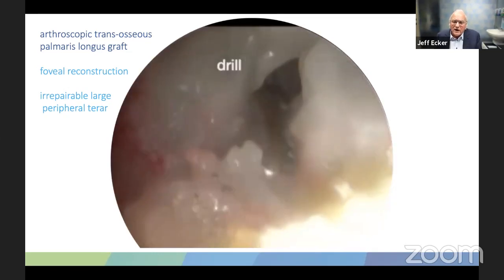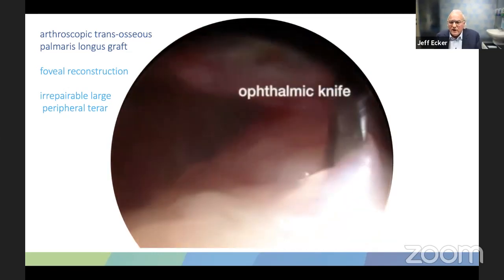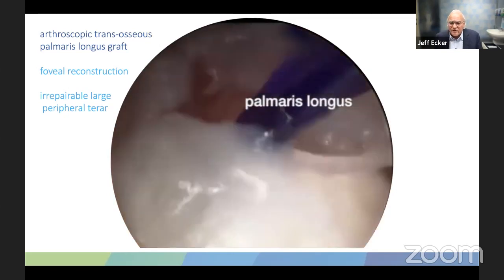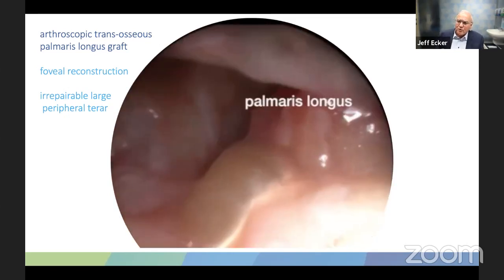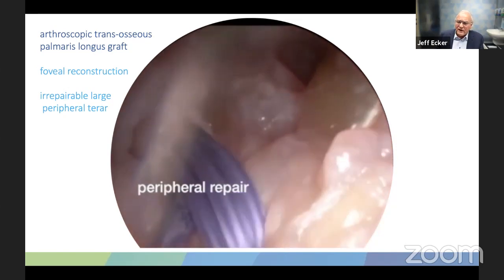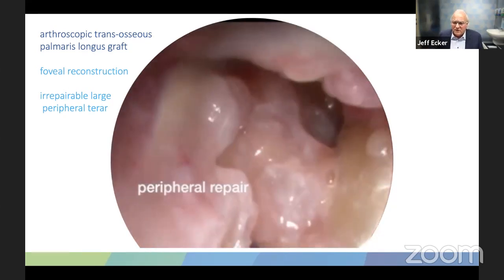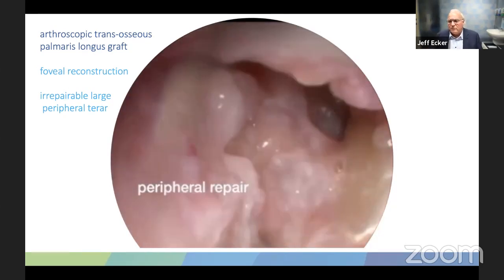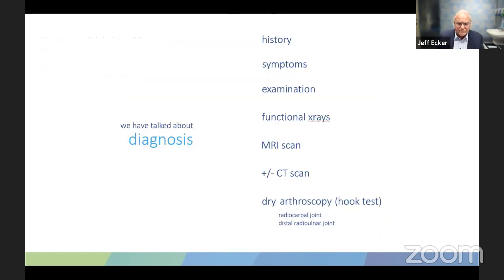And I'm using a guide that Toshi's manufactured. There's an ophthalmic knife through the triangular fibrocartilage and just pulling in a palmaris longus through that and down through a transosseous tunnel. And in addition to this, a peripheral repair. I was going to show this, but we simply didn't have enough time. But I found this to be a very useful technique and it's anatomically specific.